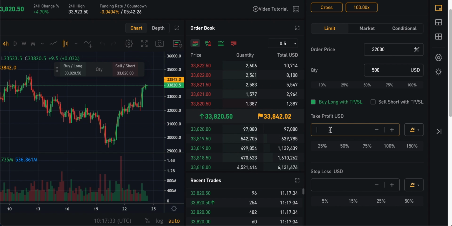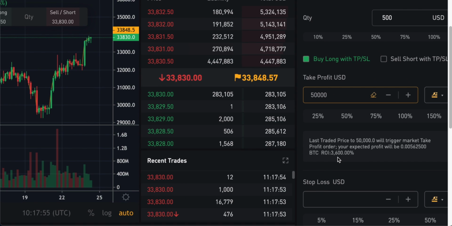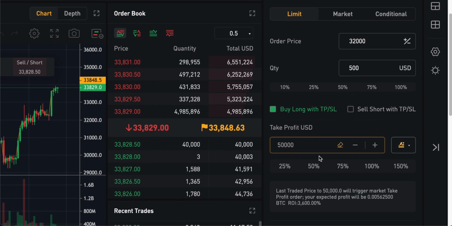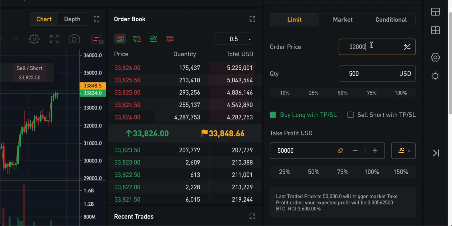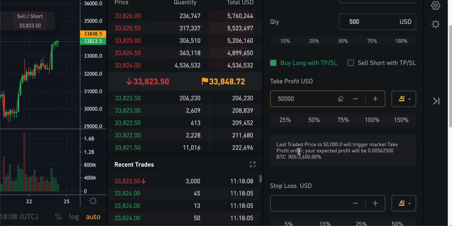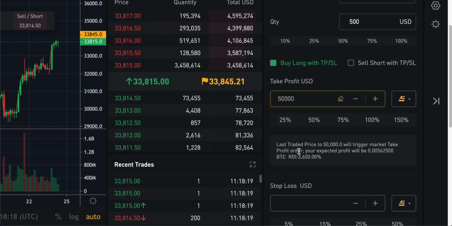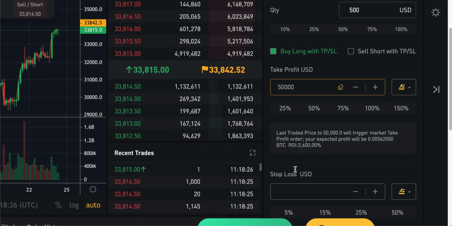So we're in at 32,000 and I want to take profit at 50,000. It even works out what our profit would be if we do actually go through with that order. Now, this obviously isn't guaranteed to go through. We'd be very lucky if we bought at 32 and sold at 50. It may take many months or even years, and you'll have to be paying that funding fee if you are going long for that time. So futures really are more for short-term trading, but our stop loss, this stops any losses.